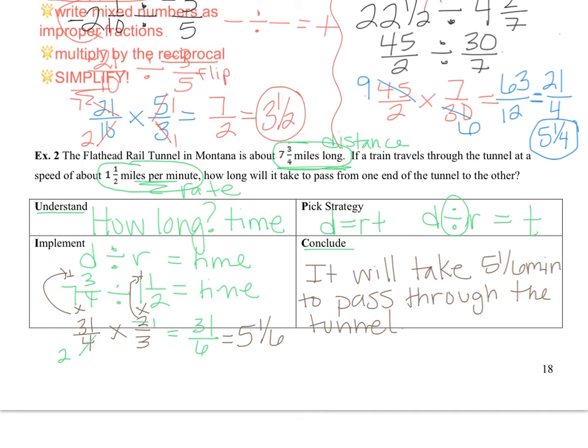All right, how did you do with your division? I ended up with 5 1/6 minutes. I made my improper fractions, and I went ahead and jumped to multiplying by the reciprocal. I was able to cross simplify the 2 and the 4, and went from there. Okay, in conclusion, it will take 5 1/6 minutes to pass through the tunnel in Montana. All right, good work.